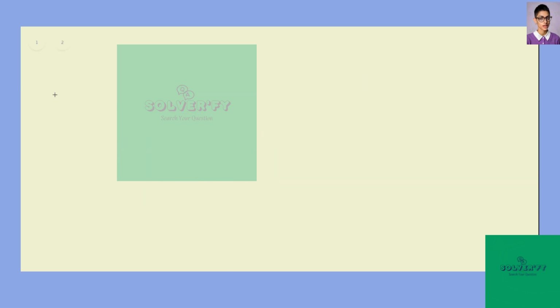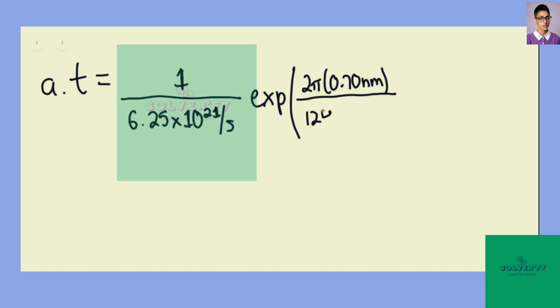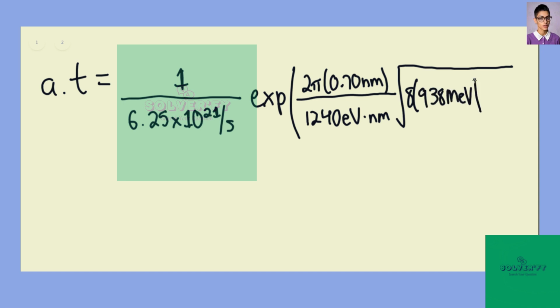So essentially, for part A, t is going to be equal to the numerator 1 over 6.25 times 10 to the 21st per second, times the exponential function of 2 pi times 0.70 nanometers divided by 1,240 electron volt nanometers. And this would be times the square root of 8 times 938 mega electron volts, multiplied by 6 minus 5 electron volts, close parentheses.